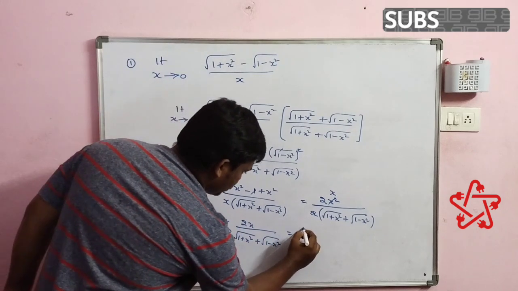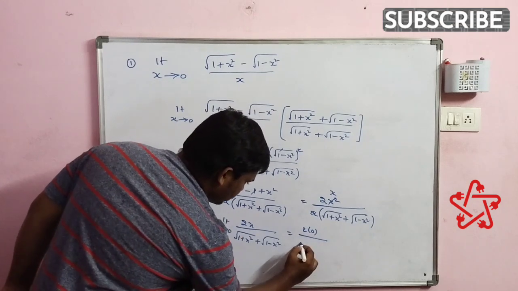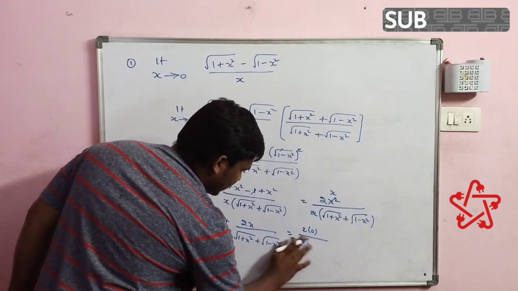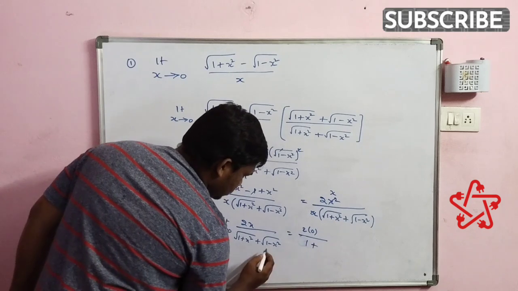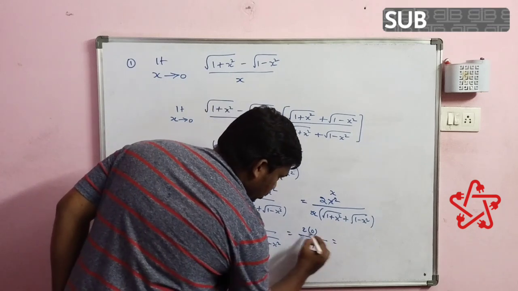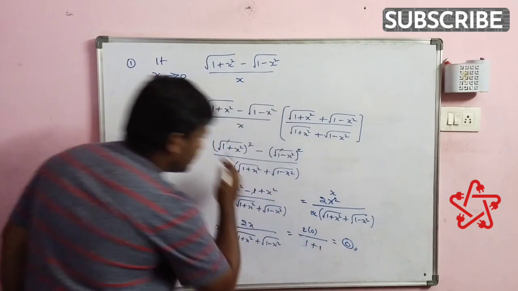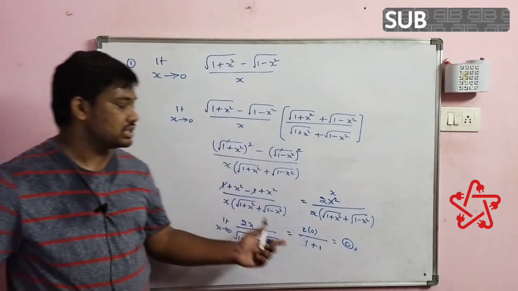Now substitute the limit. 2 into 0 divided by root over 1 plus 0, it becomes 1, plus root over 1 minus 0, it becomes 1. So 2 into 0 is 0. Right. In this way also we got the answer as 0.